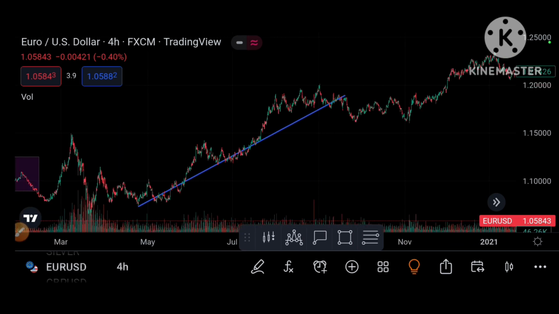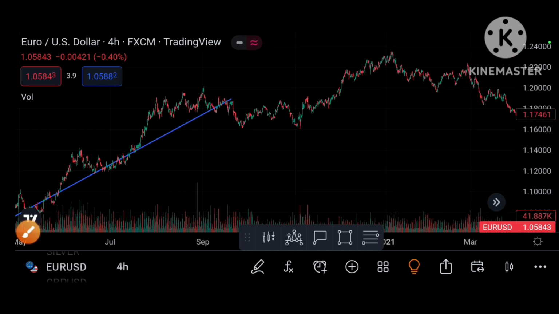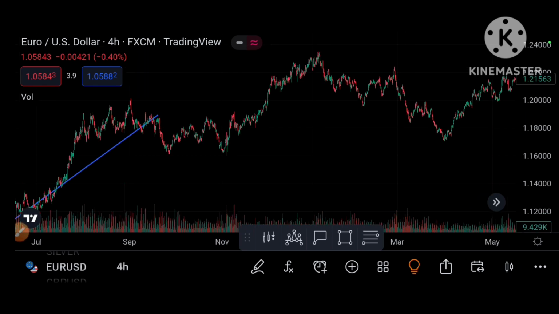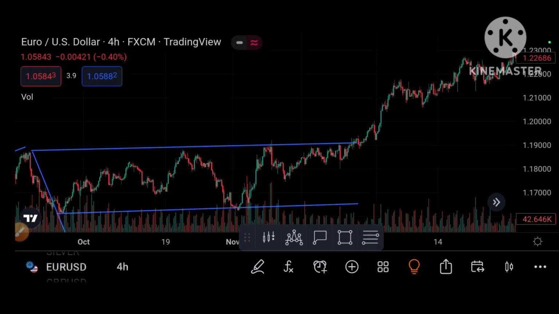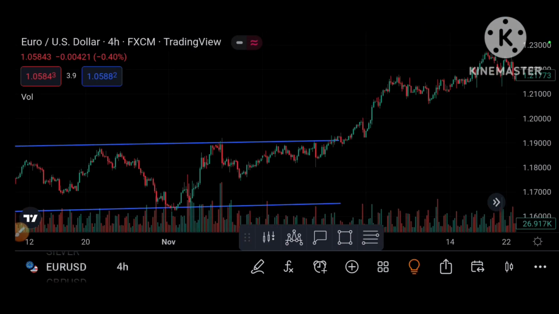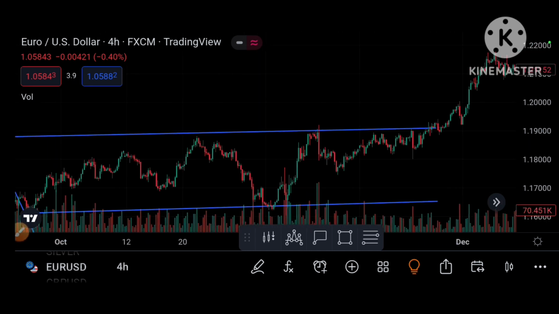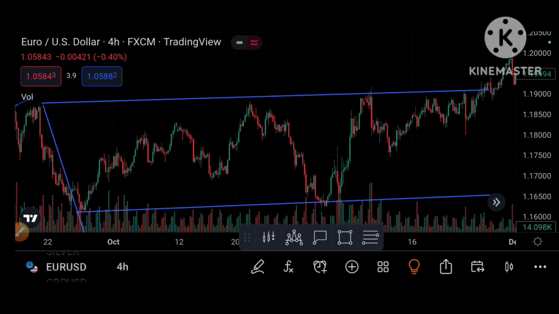Let's start off with a flag. Okay guys, let's identify our first flag. As you can see right here, it seems we might have found our first one already. Okay, let's identify this much closer. As you can see, the price action from here until the end of this flag had been ranging.